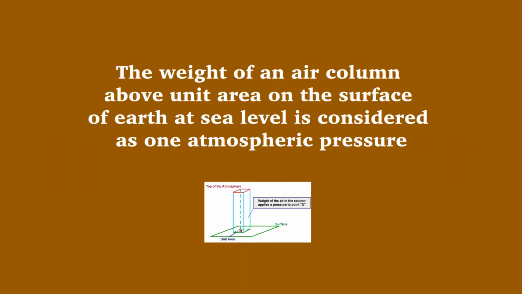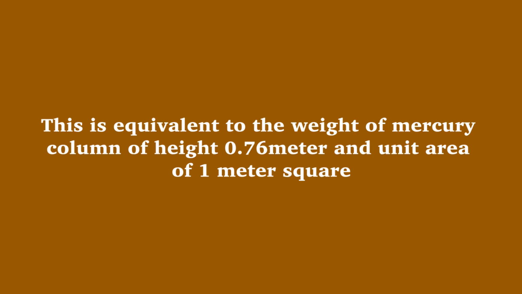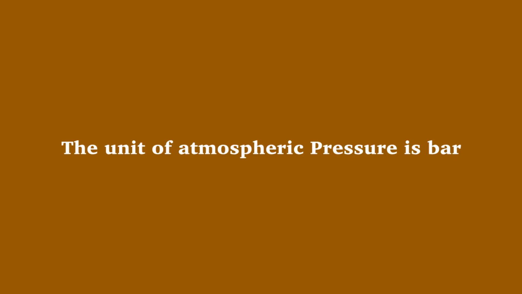Let us see how to measure the atmospheric pressure. The weight of an air column above unit area on the surface of the earth at sea level is considered as 1 atmospheric pressure. This is equivalent to the weight of a mercury column of height 0.76 meter and unit area of 1 meter square. This is standard atmospheric pressure. The unit of atmospheric pressure is bar.